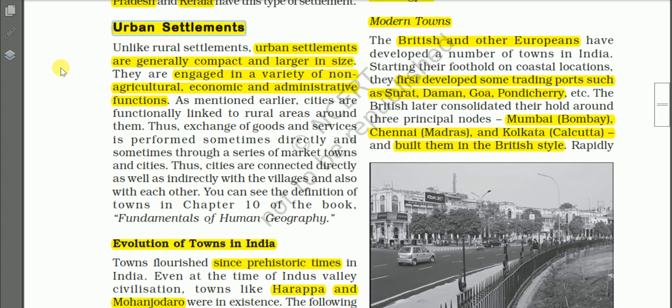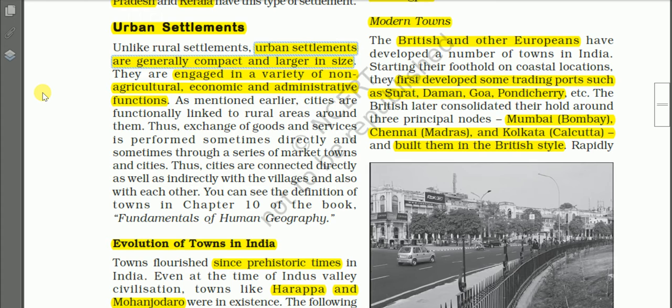So, urban settlements. And about the differences between rural settlements and urban settlements, we discussed yesterday. Okay, and again, the same is also given here. One point of difference, can you tell me? Just read the first line. Okay, unlike rural settlements, urban settlements are generally compact and larger in size.